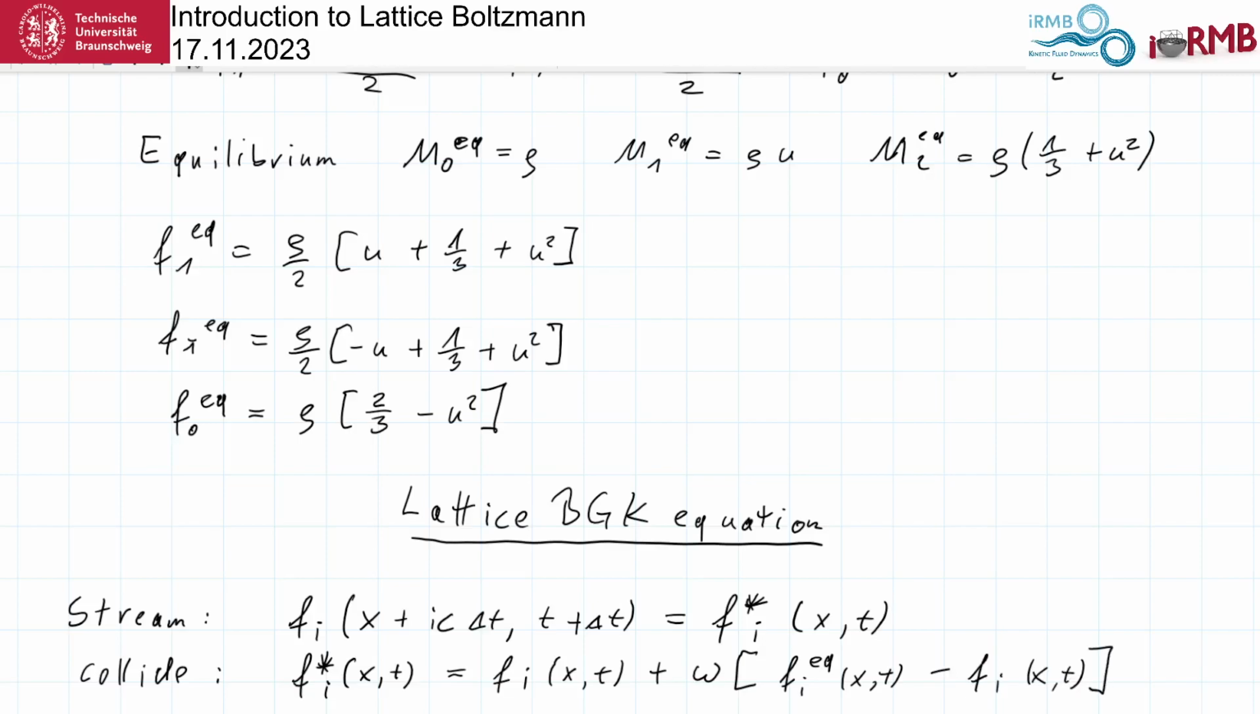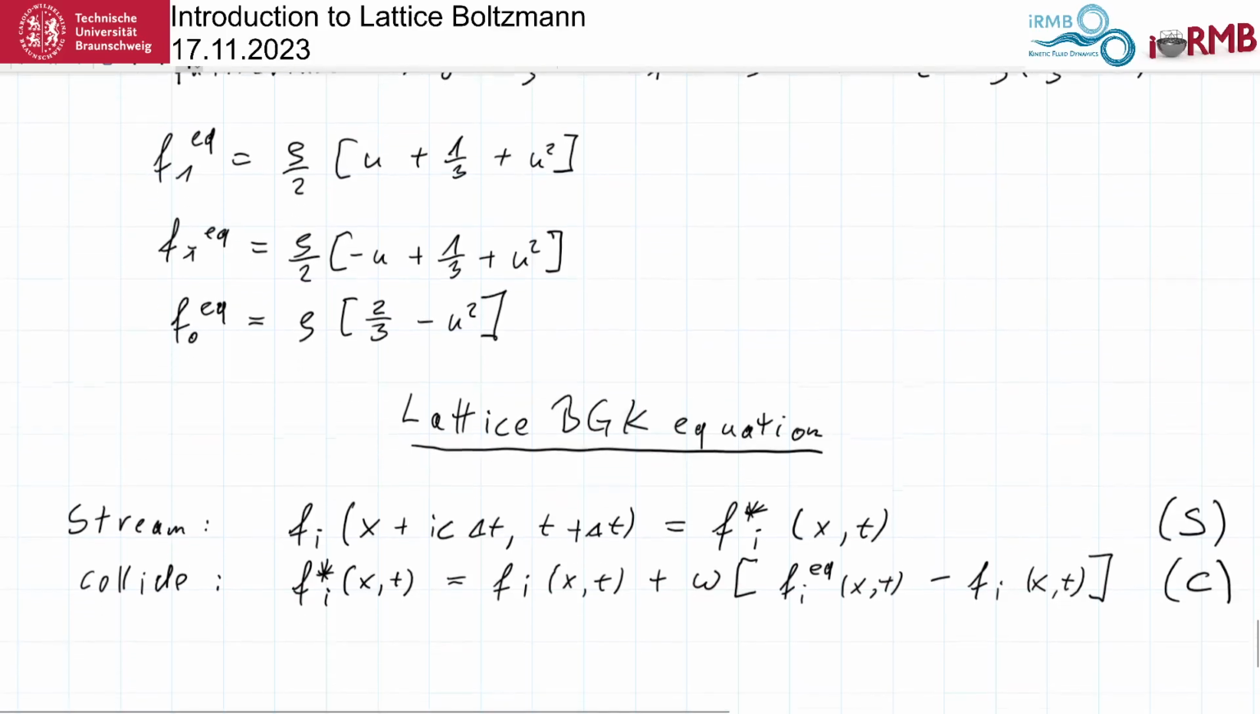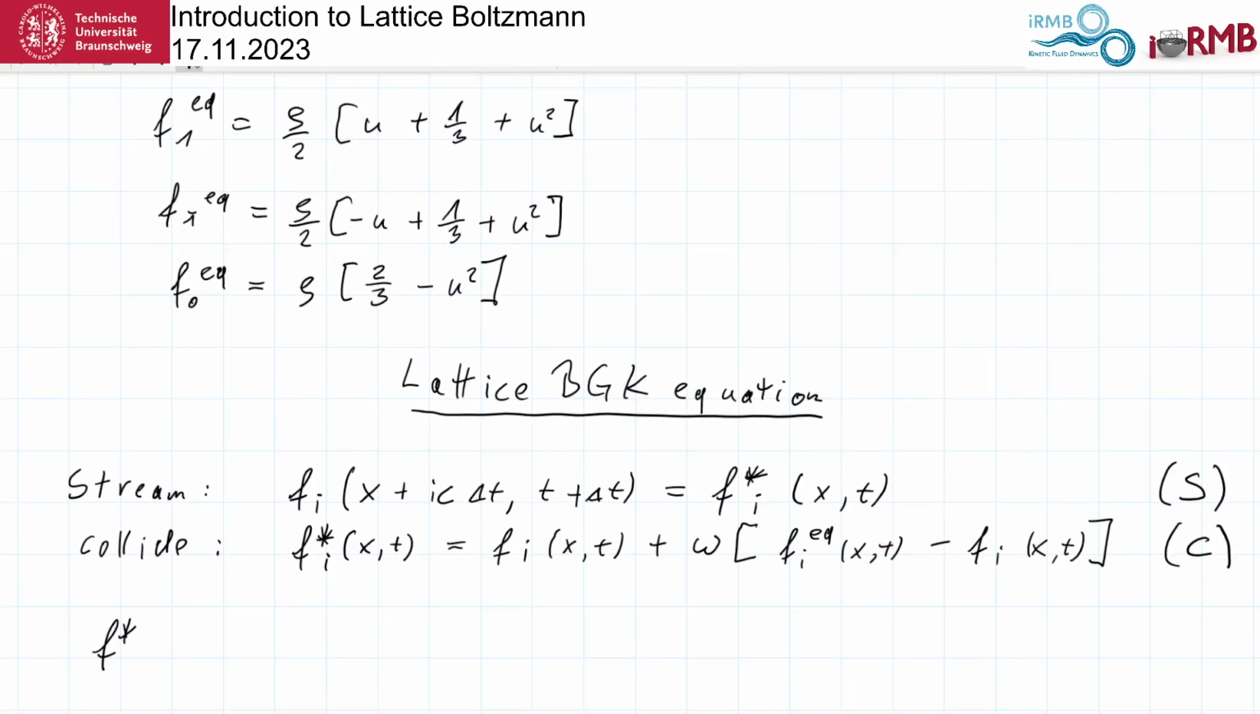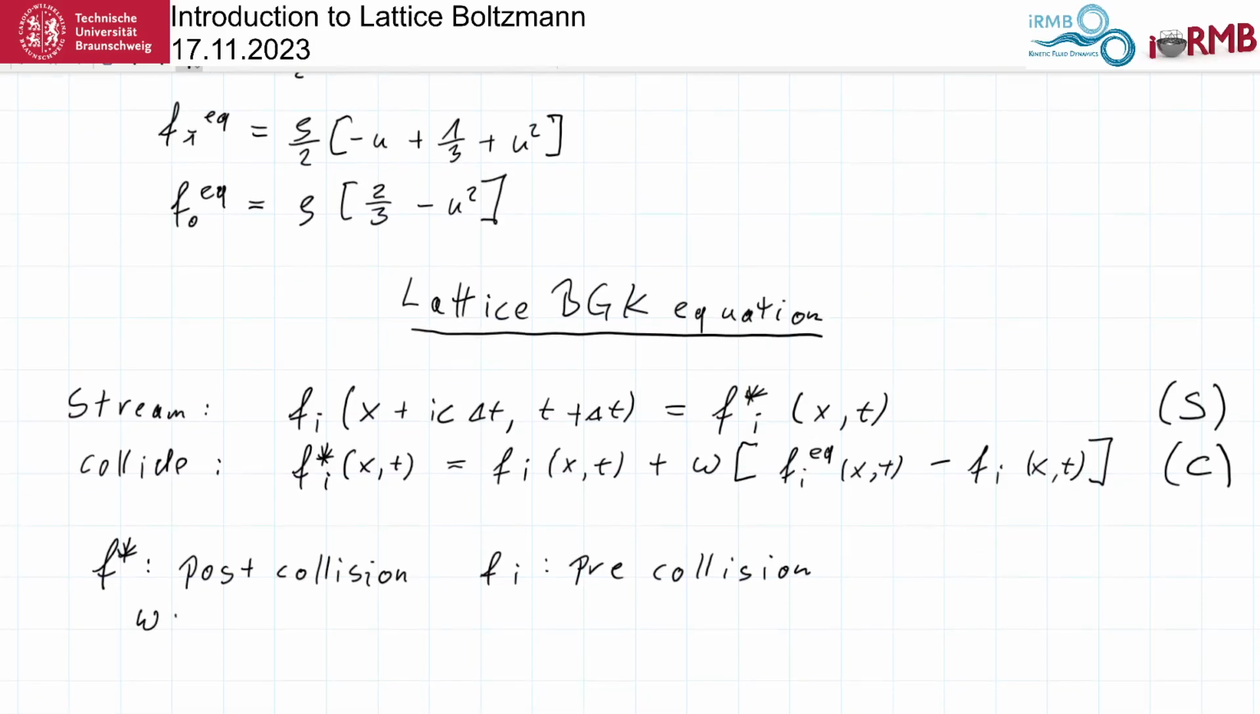So this here is the collision operator. We'll call this up here streaming, so it is S, and collision we call C. Okay. So some nomenclature. This is post-collision. So this here is pre-collision. And this here, omega, is the collision frequency.